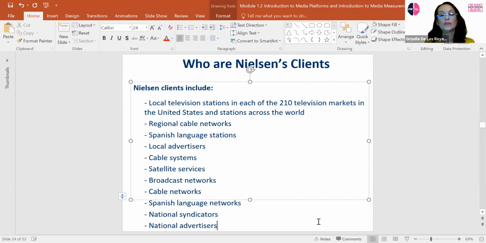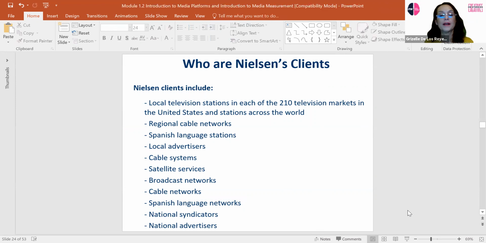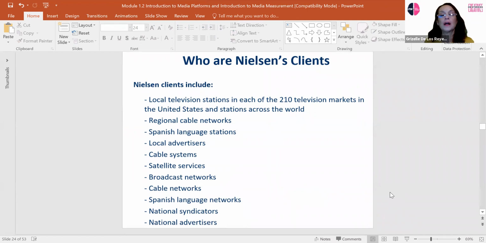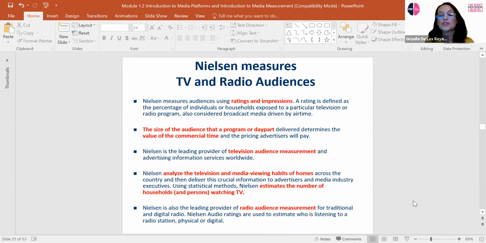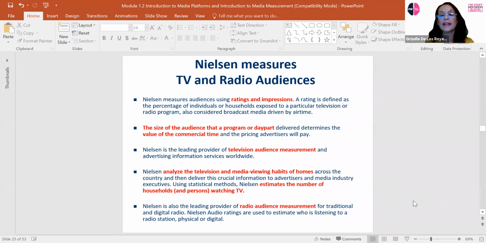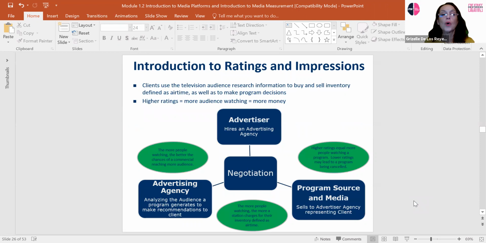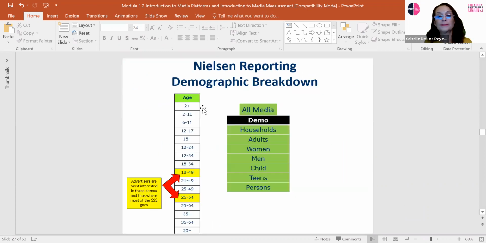These are all Nielsen's clients, the companies that they measure, and they measure radio as well in ratings and impressions. So remember that an advertiser hires an ad agency. That ad agency analyzes the audience, generates recommendations to the client, and then goes to market to purchase that programming, which is the perfect vehicle to reach that target audience.